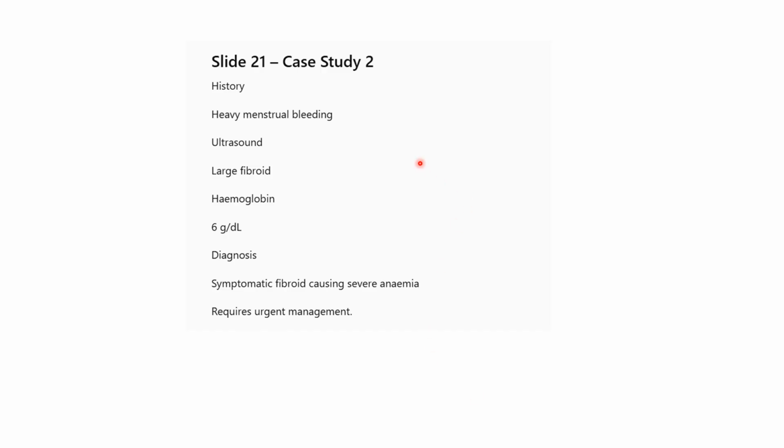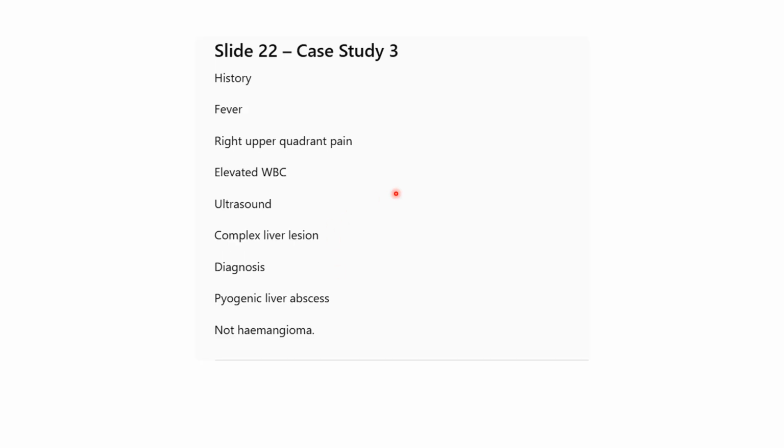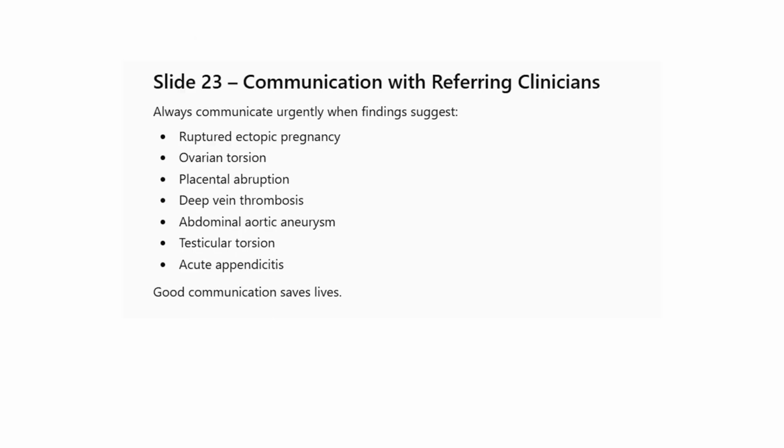So case 2. History: heavy menstrual bleeding. Ultrasound: large fibroid, hemoglobin 6 grams per dL. Diagnosis: symptomatic fibroid causing severe anemia, requires urgent management. Case number 3. History: fever, right upper quadrant pain, elevated WBC. Ultrasound: complex liver lesion. Diagnosis: pyogenic liver abscess, not a hemangioma.